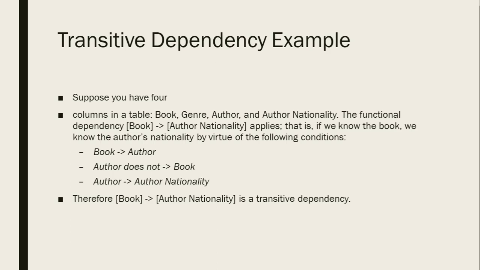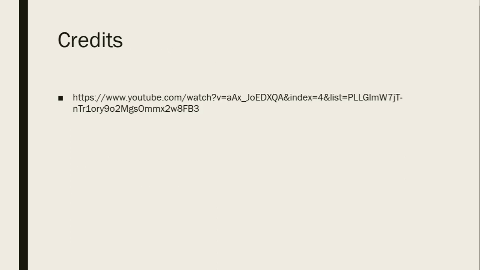Why? Because if we know the book, we know the author's nationality by virtue of the following conditions. The book knows the author. The author does not know the book, but the author knows the author nationality. Therefore, book knows the author nationality by virtue of the transitive dependency. So those are the three examples of normalization: the first normal form, the second normal form, and the third normal form.